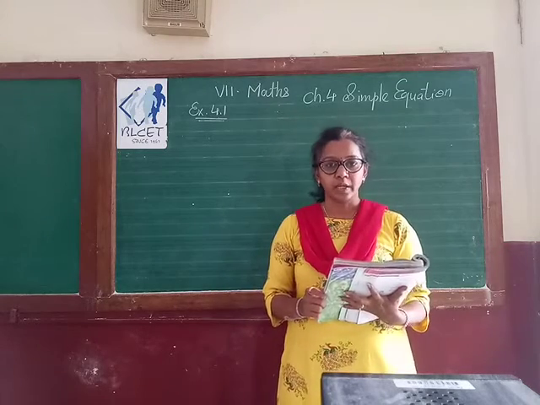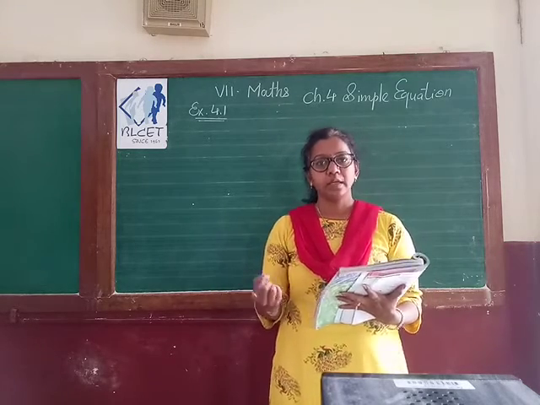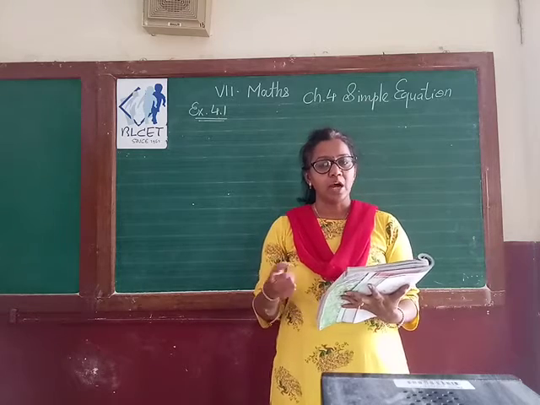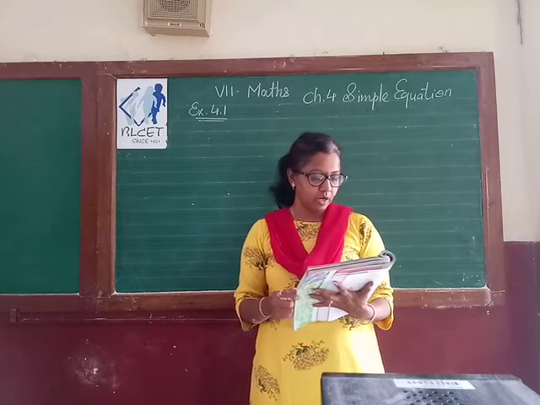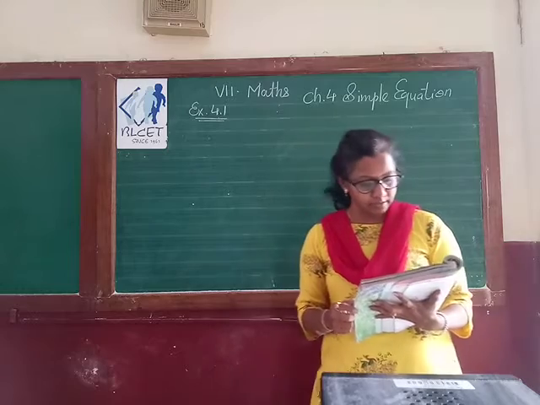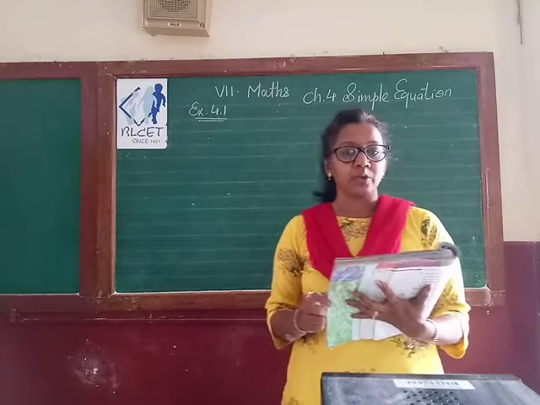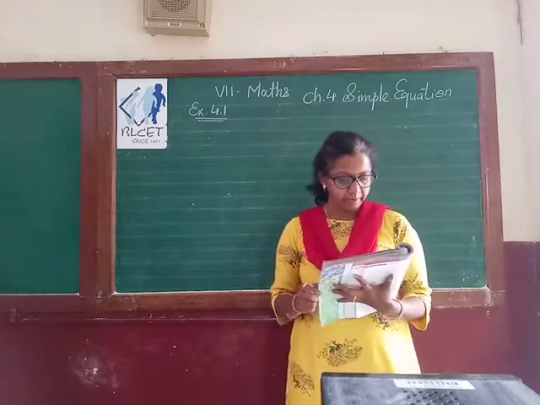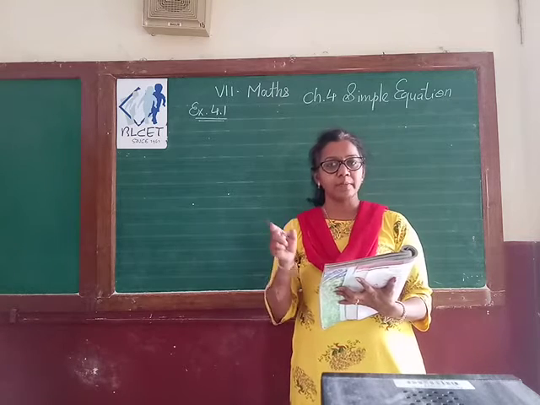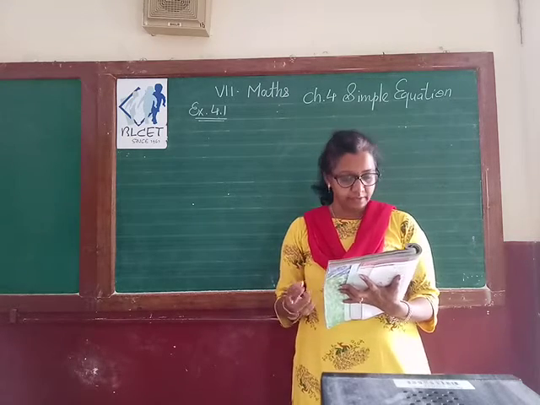Let's discuss now exercise 4.1. How to form an equation and the statement of the equation, we have already learned. Now on the basis of that we will see exercise 4.1. You are given a table and we want to complete that table. The last column is empty, that we have to answer.